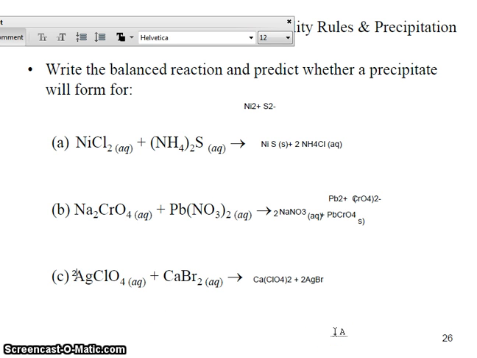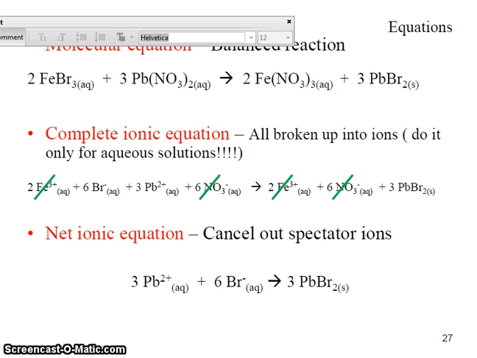And now we have to predict which one of the two is going to be the precipitate. Realize all perchlorates are always soluble, so this is going to remain aqueous, whereas silver bromide is going to precipitate out as the solid in this case.